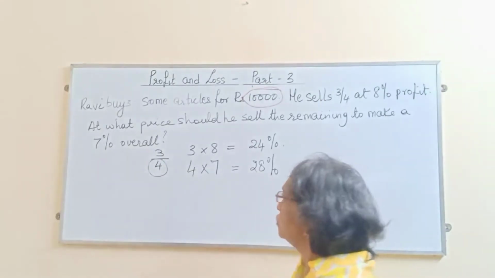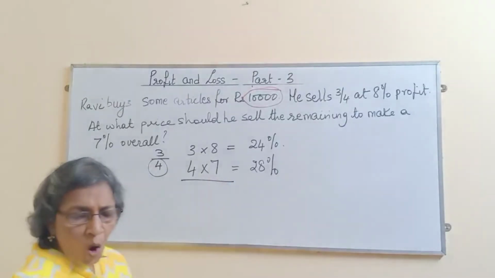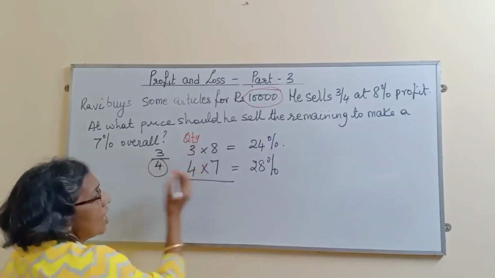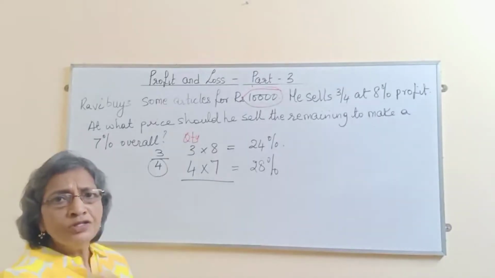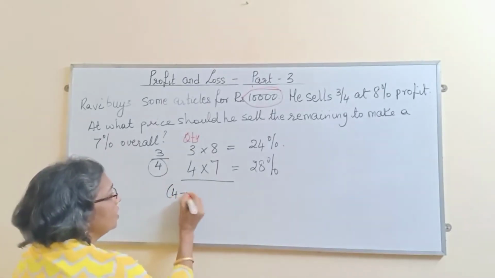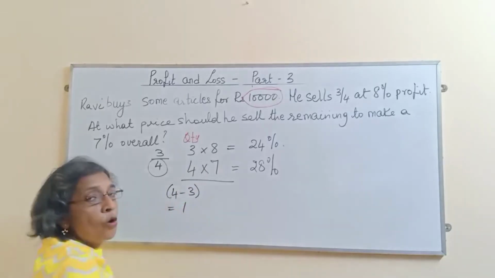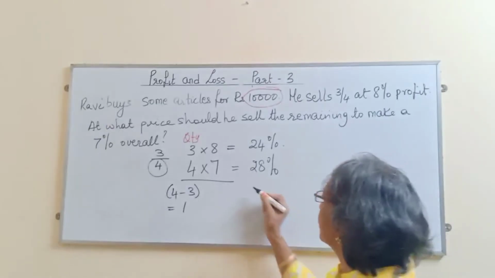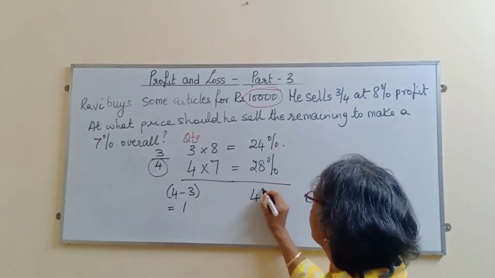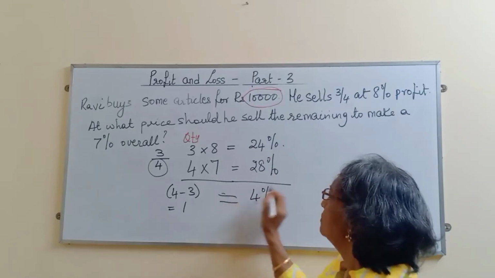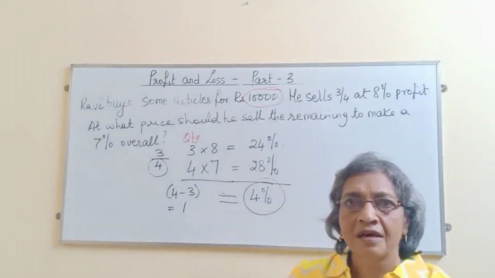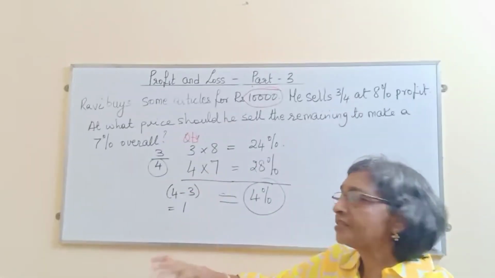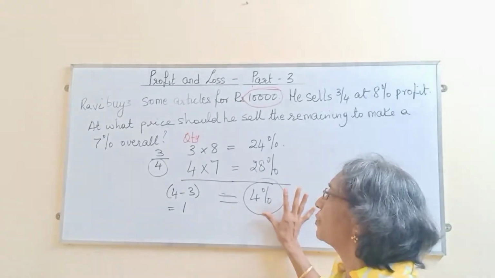Okay? Now come to this. This is my quantity here. What I have written here is the quantity, 3 and 4. So, how much of the quantity is left? The remaining would be 4 minus 3, that is 1. So, at what profit should he sell that 1 article? Take the difference here, 4%. So, what is my answer? 4%. He is going to sell the remaining article at a 4% profit.